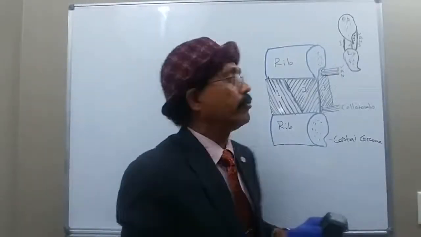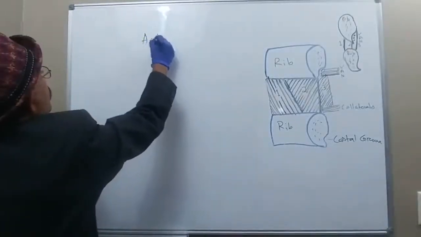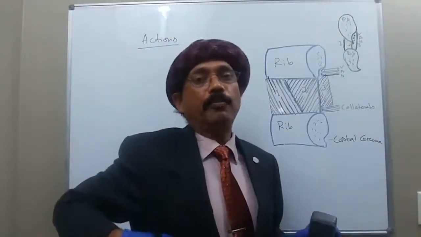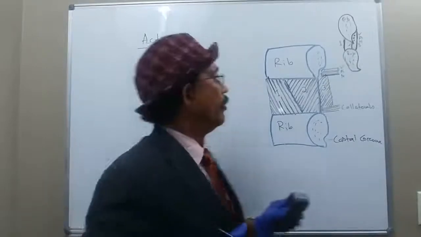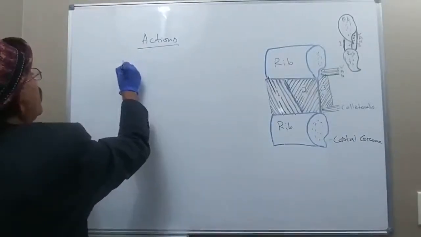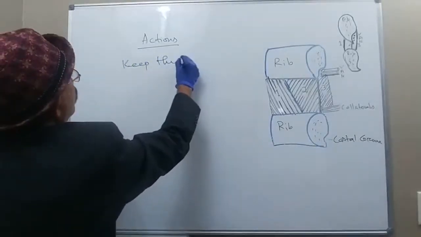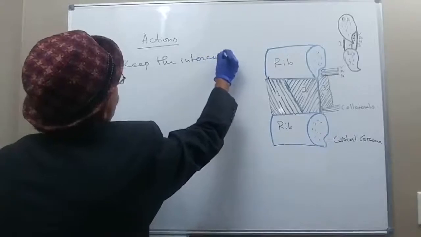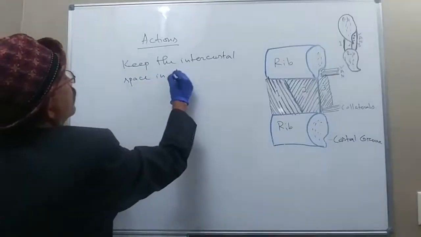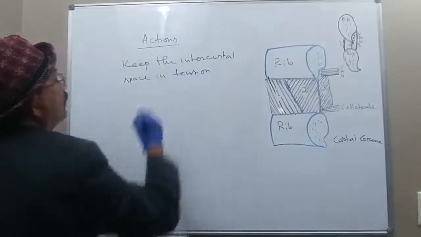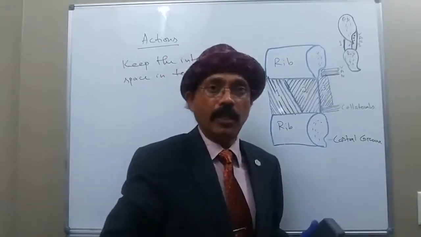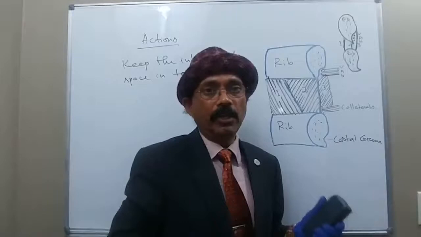Now we'll go to the actions of the muscles. The common action of the muscles is that they keep the intercostal space in good tension. All the muscles have the same function: keep the intercostal space in tension. What does it mean? It means that it prevents bulging of the intercostal space or retraction of the intercostal space during breathing, during respiration.